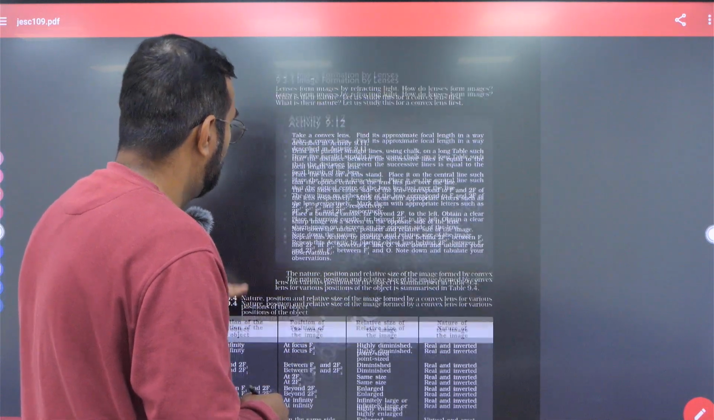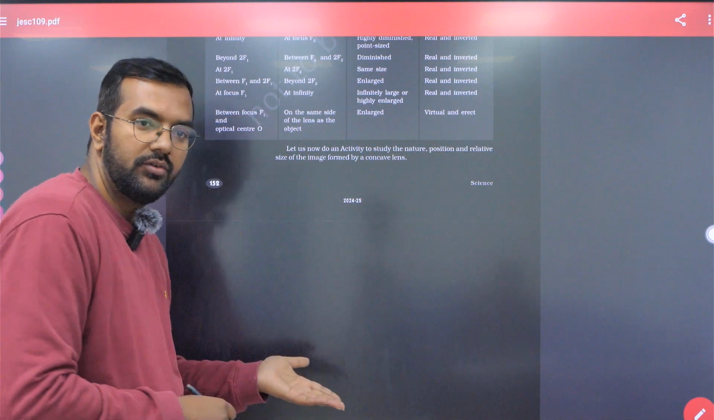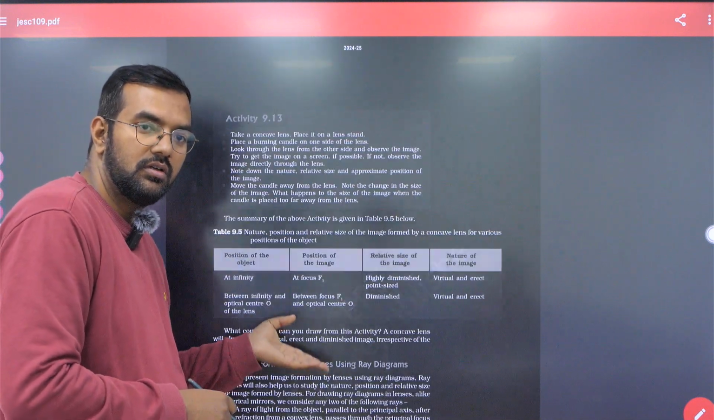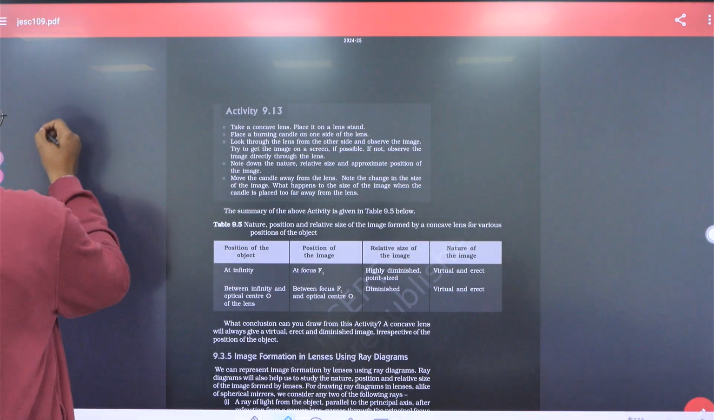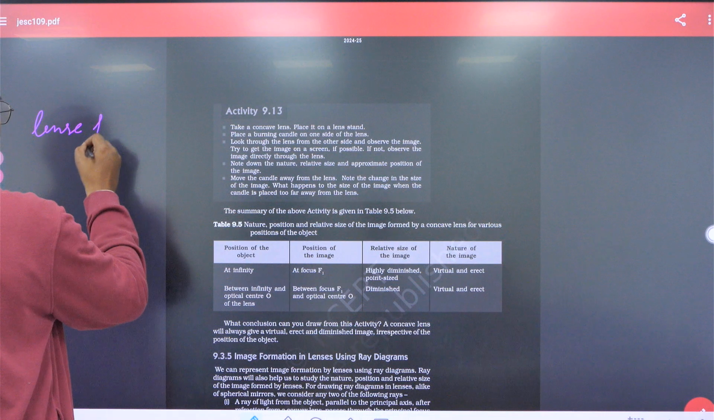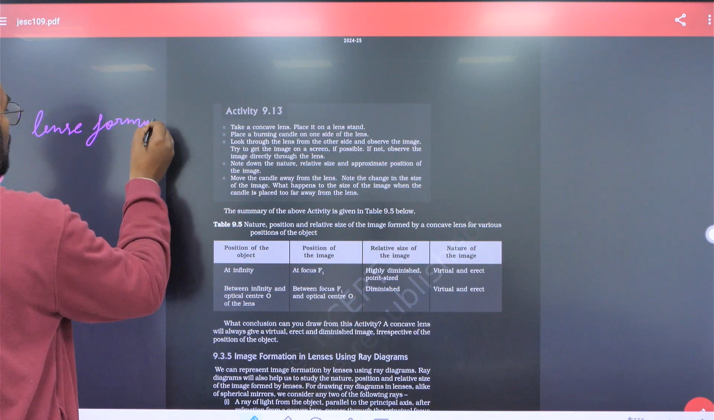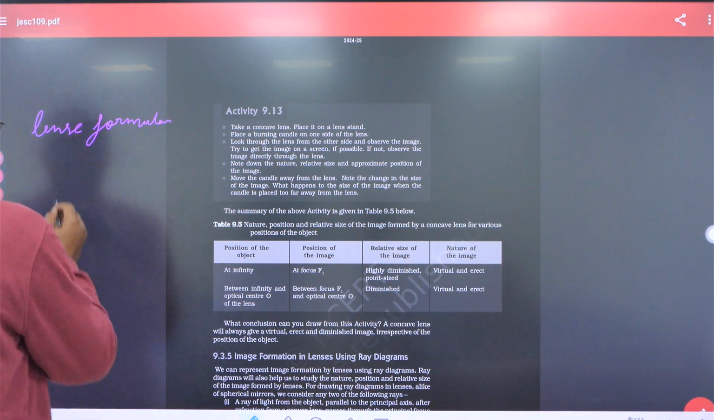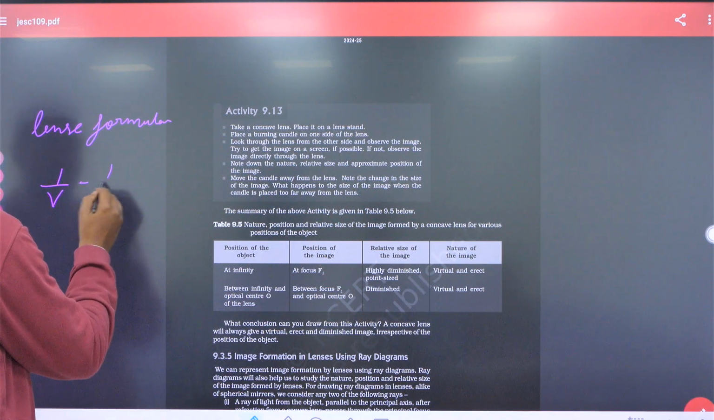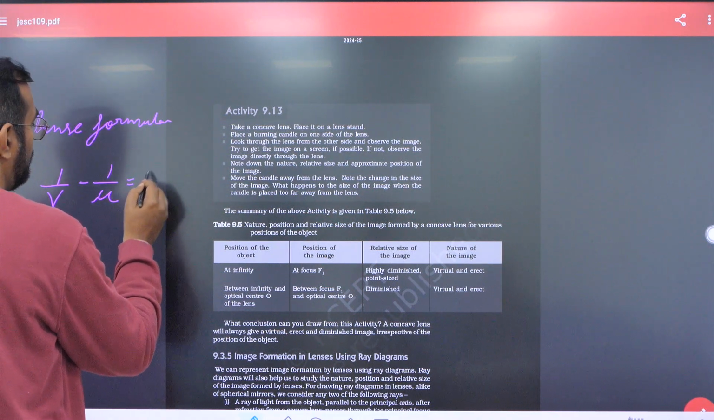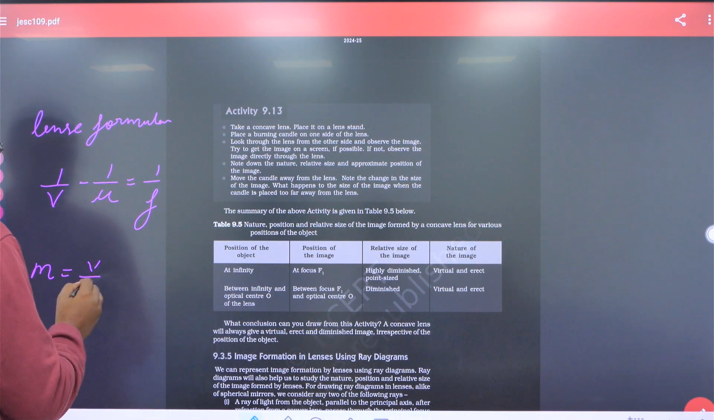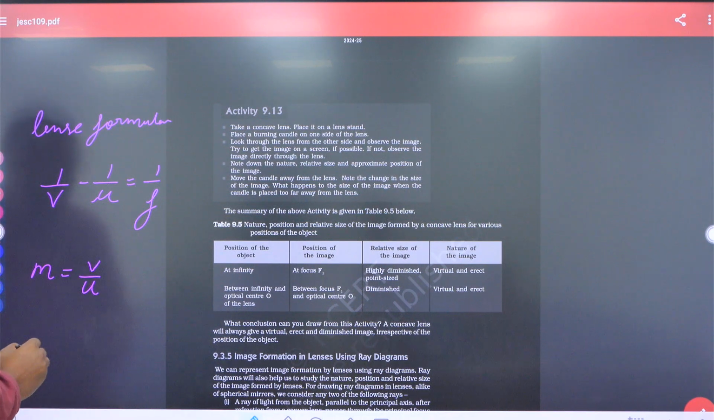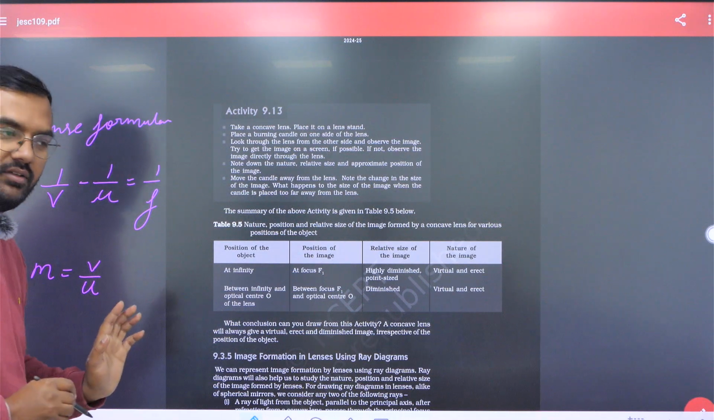Do you know the lens formula? 1 by v minus 1 by u is equals to 1 by f. Our magnification here is v by u. In the case of mirror, there is a minus sign here. In case of the lens, there is no minus sign here.